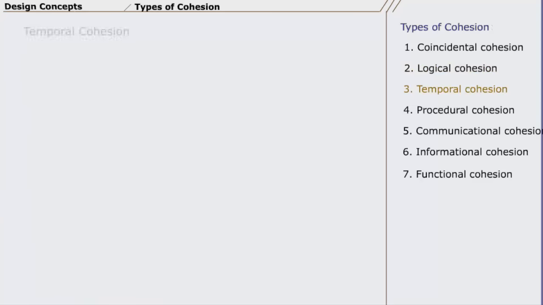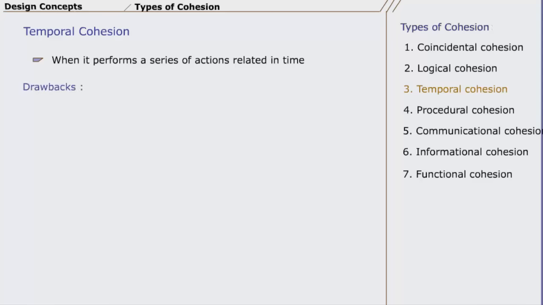Number 3. Temporal cohesion. A module has temporal cohesion when it performs a series of actions related in time. That is, all the actions in the module must be executed within the same span of time. Modules which have temporal cohesion are difficult to maintain and reuse.